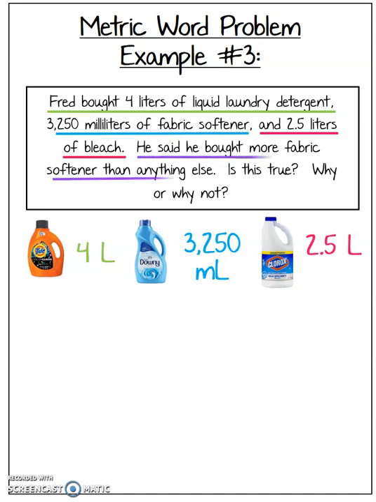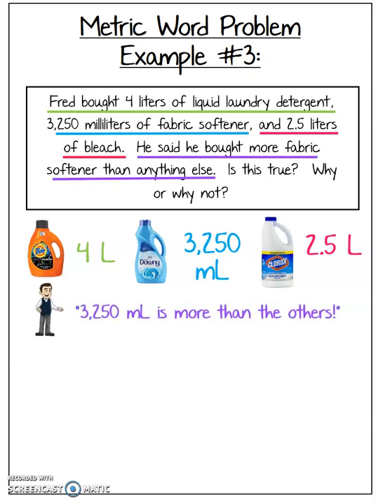The next sentence reads, he said he bought more fabric softener than anything else. So now we have Fred, and he's saying that 3,250 milliliters is more than the others, because if the fabric softener has the most, that means it would be more than anything else. So I grouped these last 2 question sentences together. Is this true? Why or why not? So this is really a comparison question in hiding.